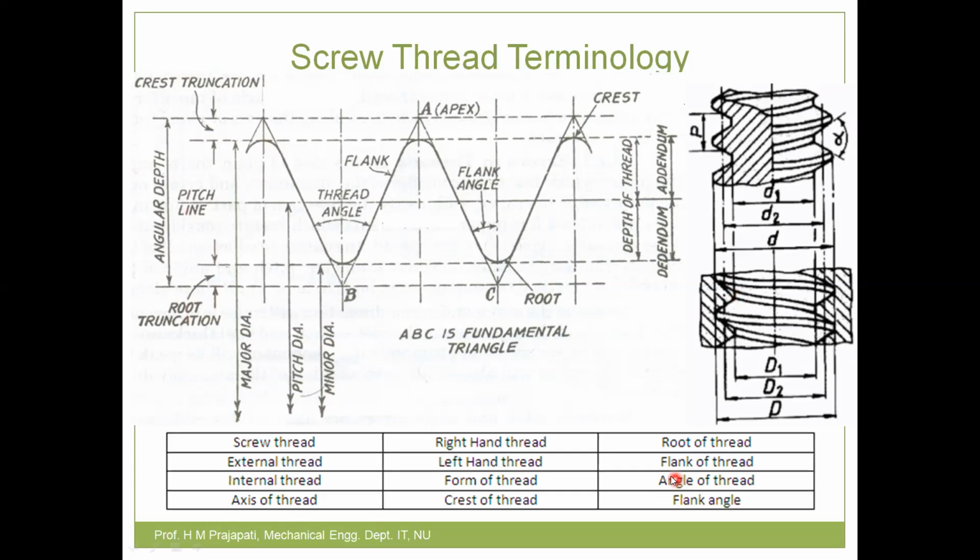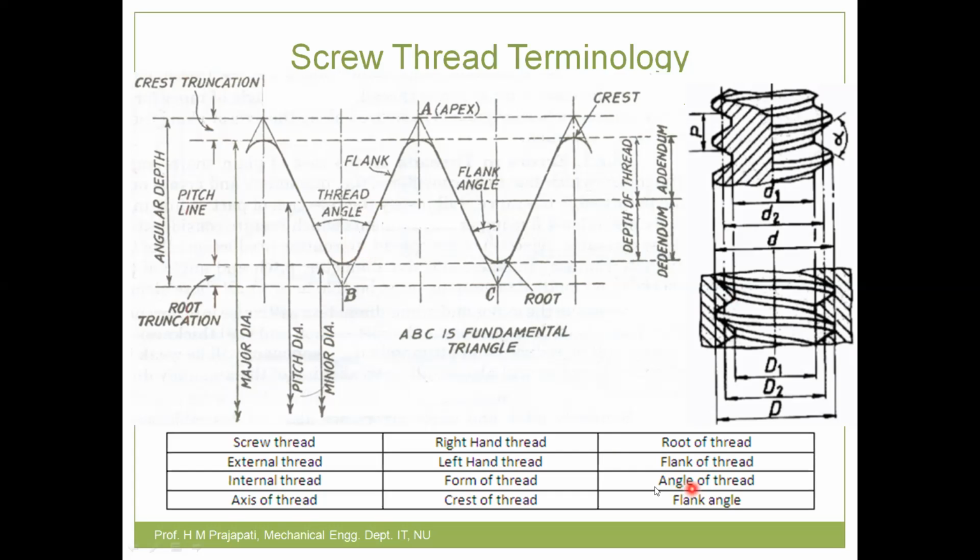Now next is about flank of thread. See, the straight part of the thread form which is connecting crest with the root, this line and this line, they are called a flank. That is written here, this is flank. The straight line which is connecting crest with the root is called a flank.